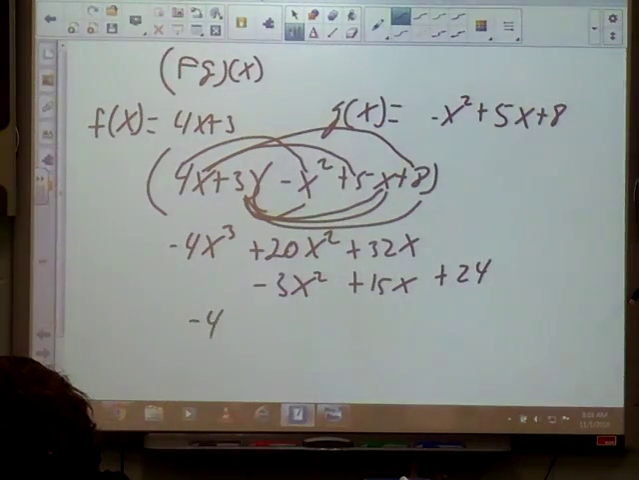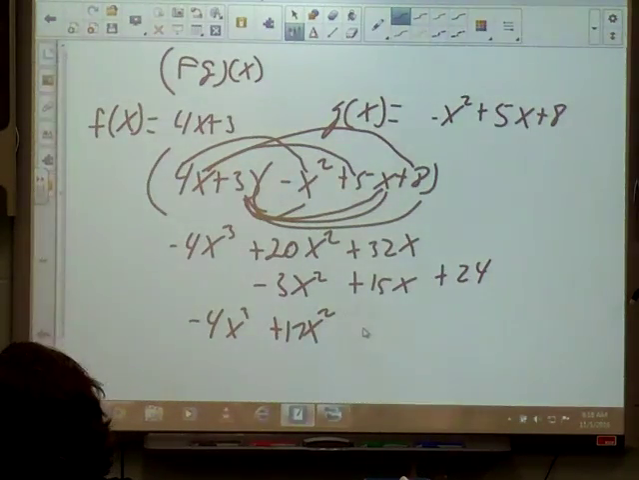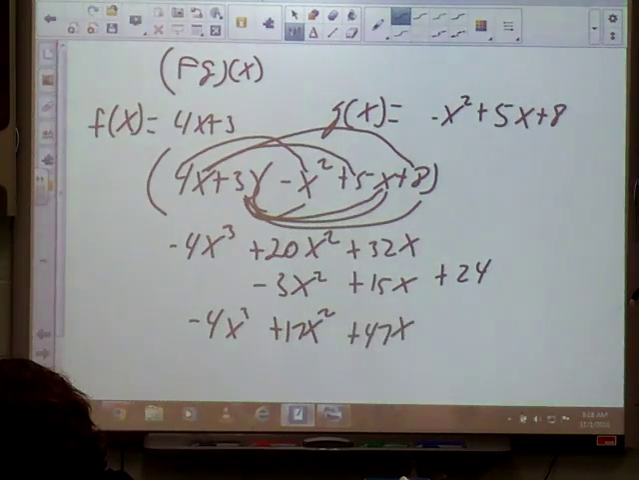So that gets me negative 4x cubed. Do I get to eliminate anything? Yeah, it's got to be A or D. Then 20 and negative 3 is a positive 17x squared, so that's got to be D. Finish that out, that's 47x plus 24.